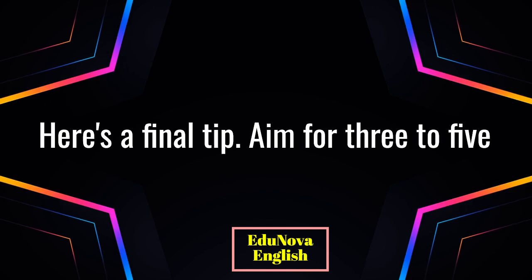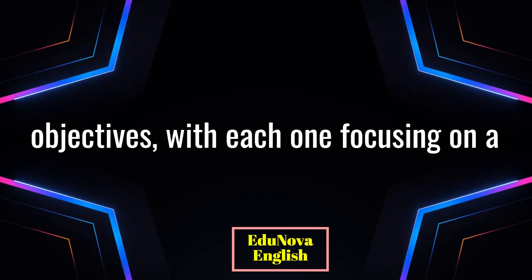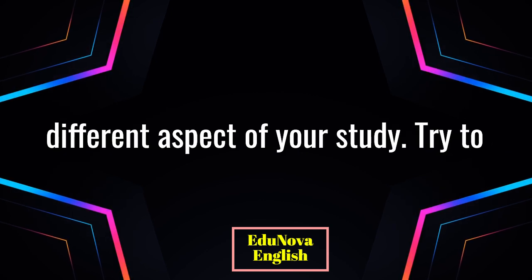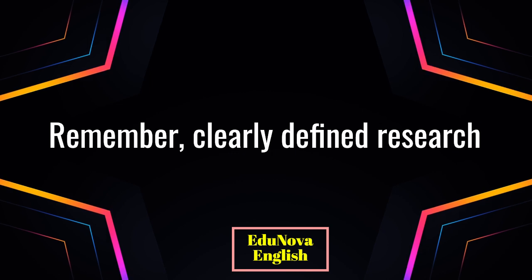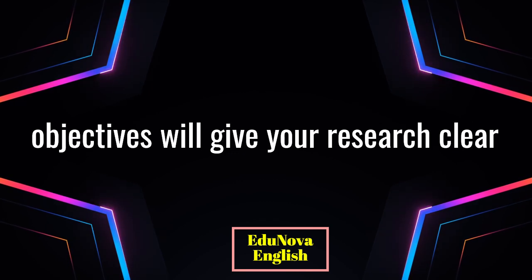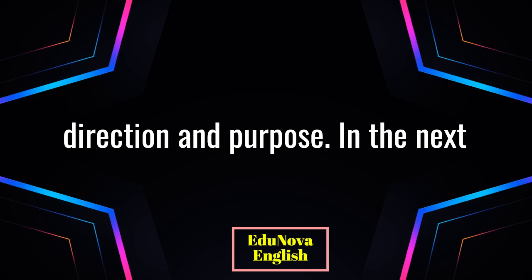Here's a final tip. Aim for 3 to 5 objectives, with each one focusing on a different aspect of your study. Try to avoid overly broad or vague statements. Remember, clearly defined research objectives will give your research clear direction and purpose.